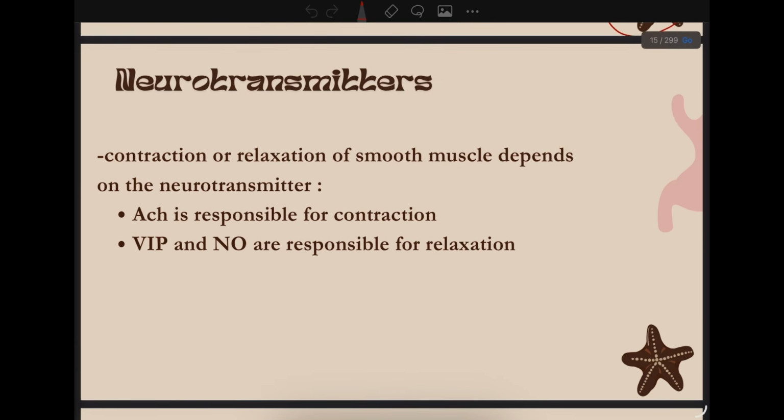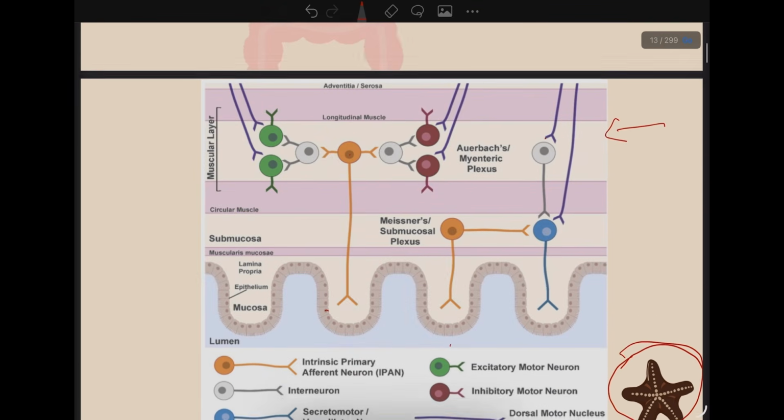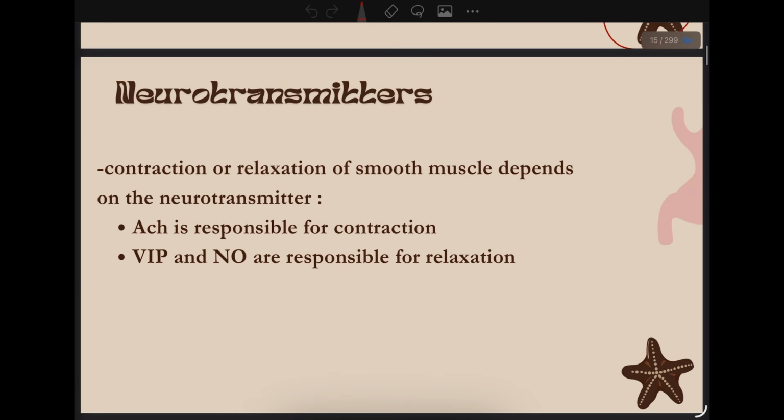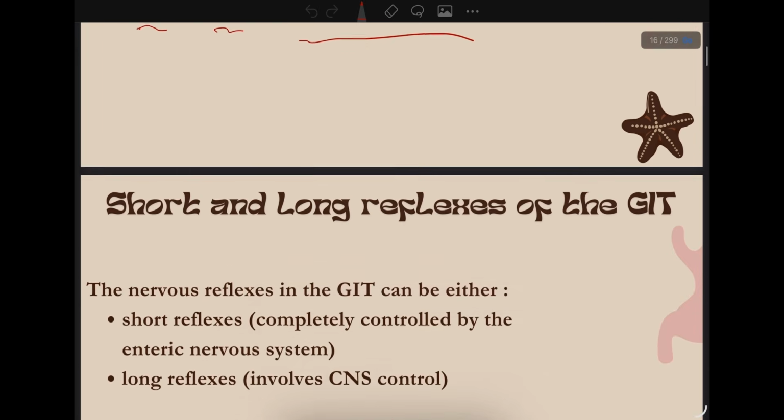Just a quick thing about the neurotransmitters. What makes these cells excite and these cells inhibit? Why? What's different about them? It's the neurotransmitter that they release, okay? So acetylcholine is responsible for contraction. So the excitatory cells that we talked about release what? Acetylcholine. And VIP and nitric oxide are responsible for relaxation. These peptides, or neurotransmitters, are what cause this difference.